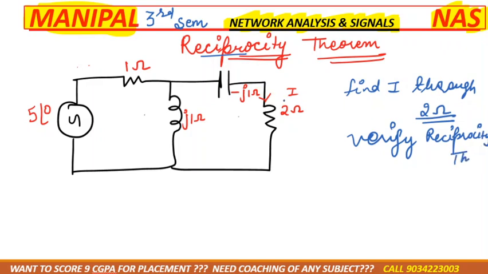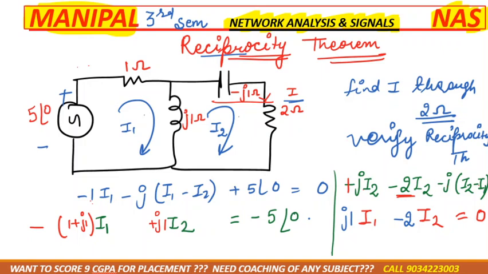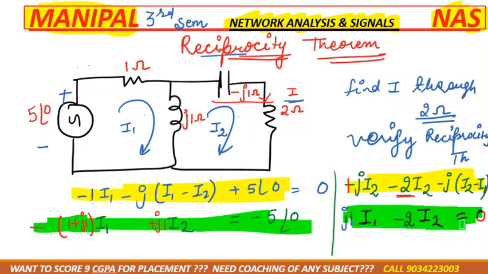So first we need to calculate the current in the 2 ohm. We can apply mesh analysis, right? Let us consider this one would be I1, this one would be I2. Can you tell me the first mesh equation? Plus, minus, this is plus, this is minus. So these are your two mesh equations, the first mesh equation and the second. After solving, we'll get this for the first mesh and this for the second mesh.